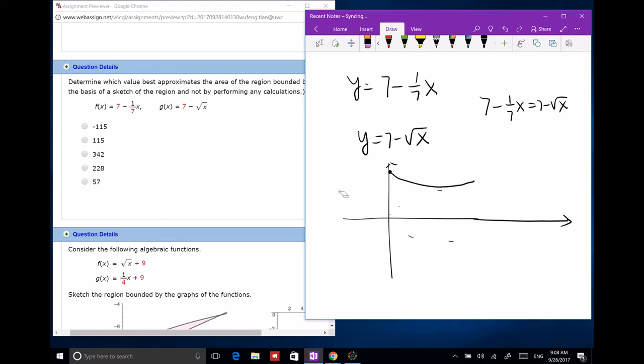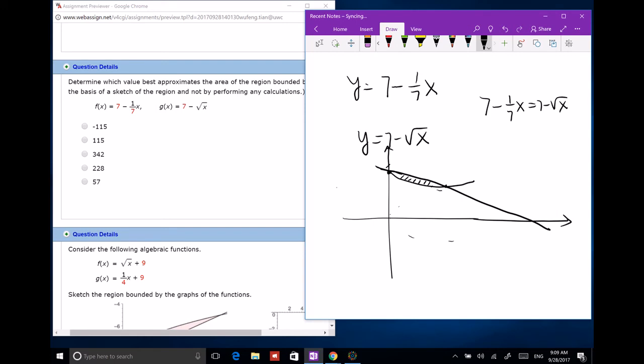Suppose this is a 7. The intersection at 7, 0, 7 for sure. You should have another point here. Okay, so set them equal to each other.